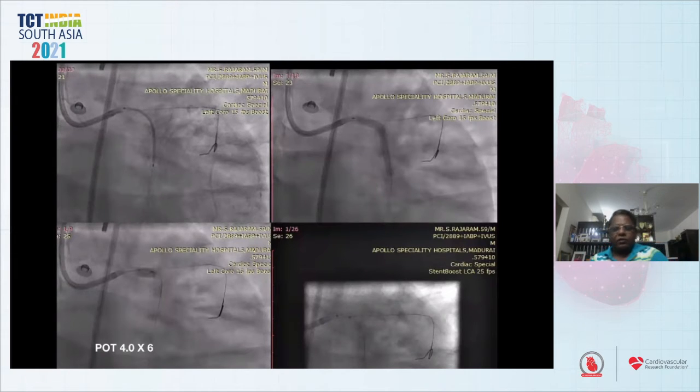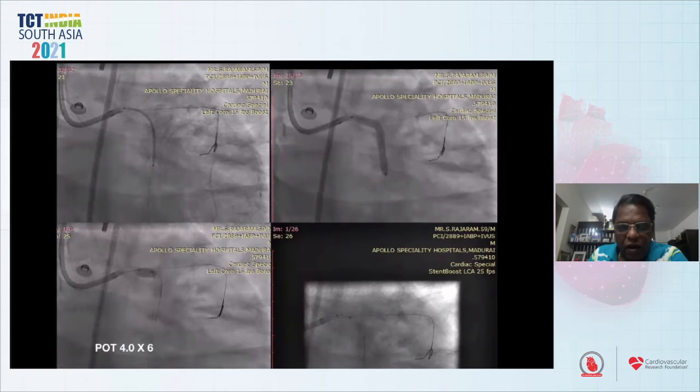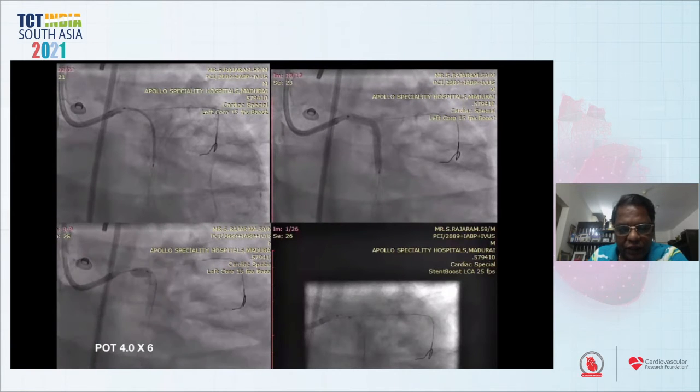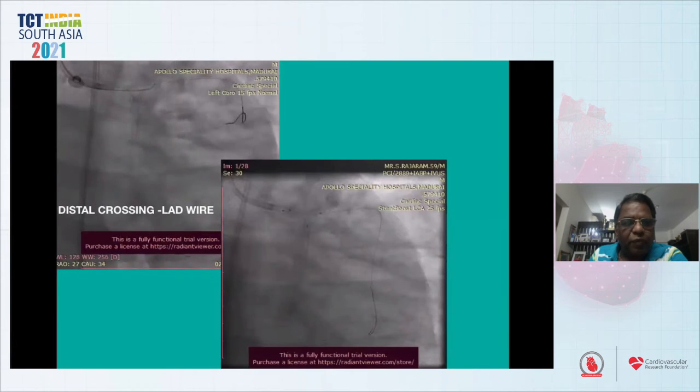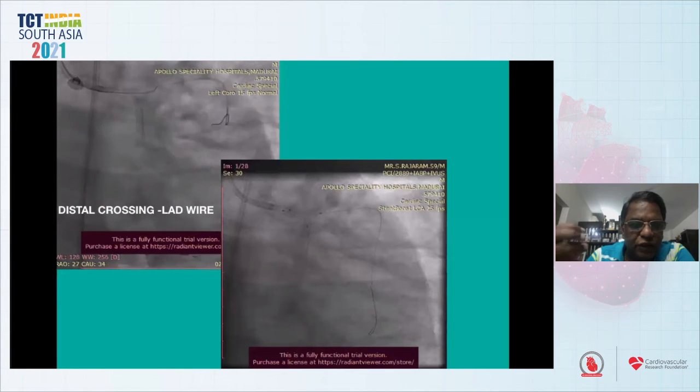And then the next step was obviously to optimize the left main part of the stent with the POT. I did the POT with 4x6. That is the IVUS calculation. I think it was 4.5x6. After the POT, obviously, as you are aware, the POT not only optimizes the apposition of the stent to the left main, it also makes the access to the LAD very easy.